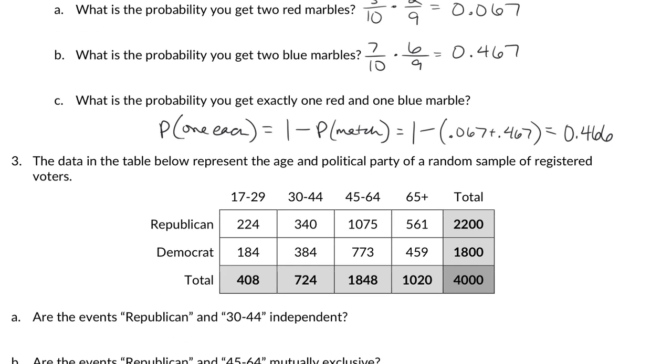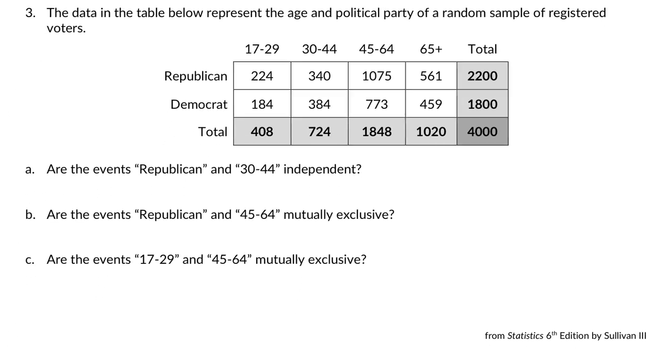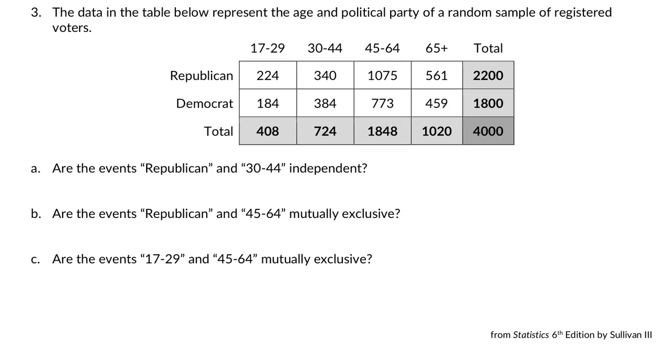Question number 3 says, the data in the table below represent the age and political party of a random sample of registered voters. The first question is, are the events Republican and age 30 to 44 independent? Now, this is not asking you mutually exclusive. I'm asking you for independence. That means knowing the probability of one thing occurring should not affect the probability of something else occurring. So we need to find those 2 probabilities and actually compare the numbers.